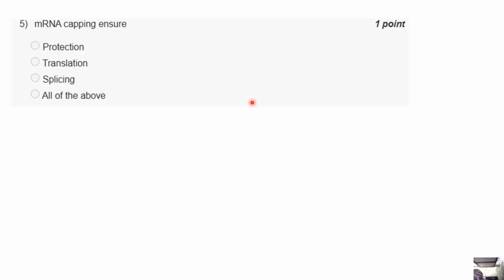So coming back to the question that we started with: mRNA capping ensures protection, translation, splicing, all of the above. The answer will be all of the above. Okay.